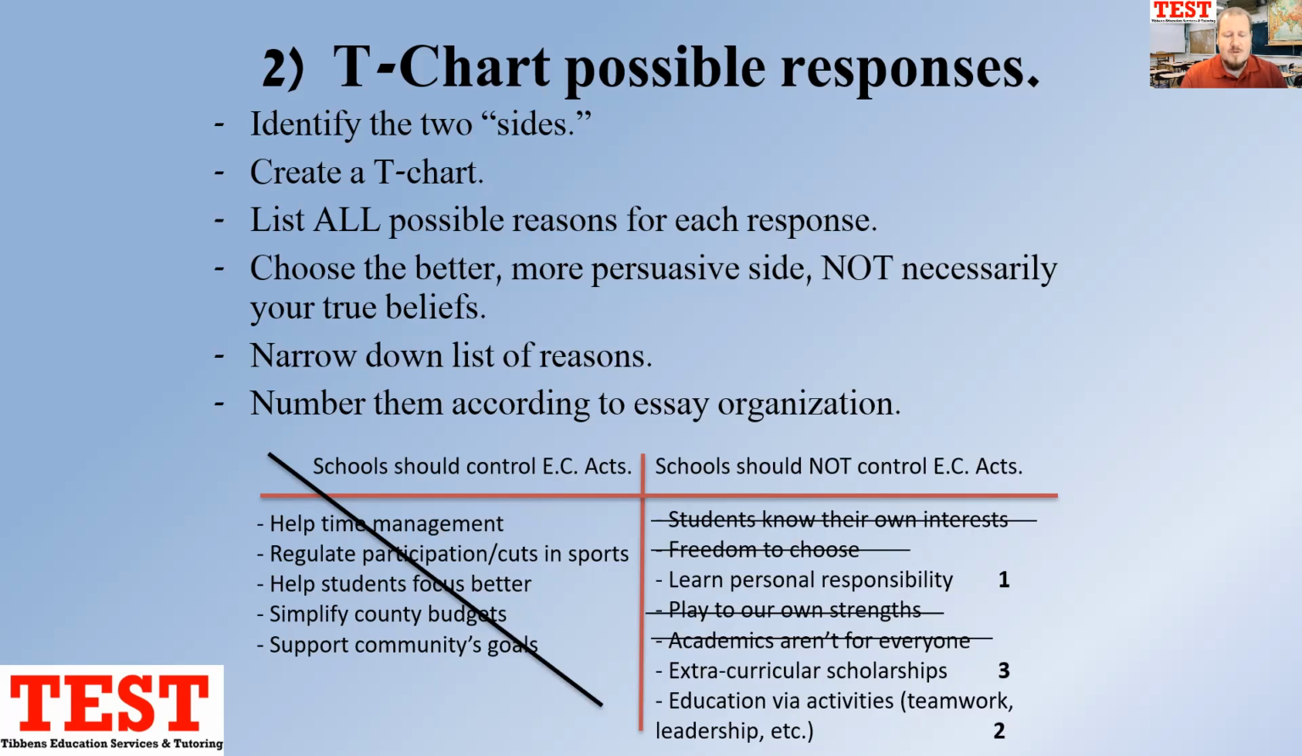I like to learn personal responsibility. I have to choose. And if I overburden myself, that's a lesson I need to learn, that I took on too much and I made the wrong choices, and I can learn and adapt. So I like that one. I'm going to keep it.